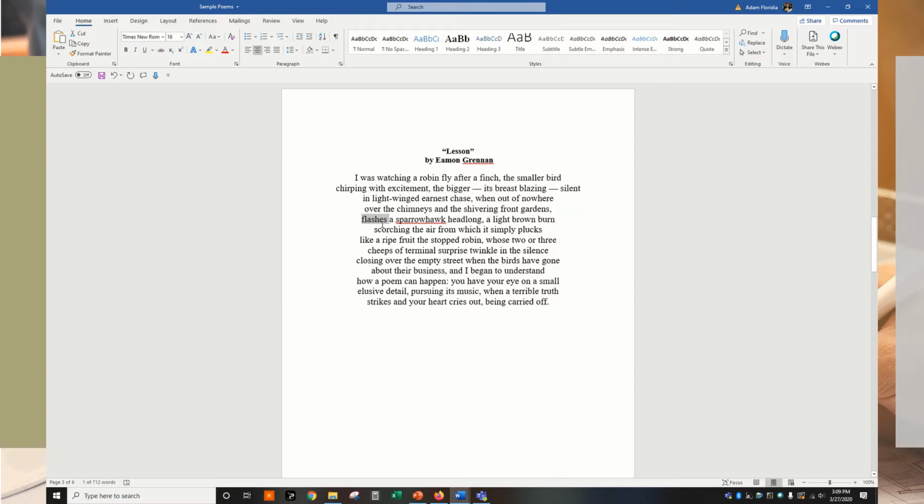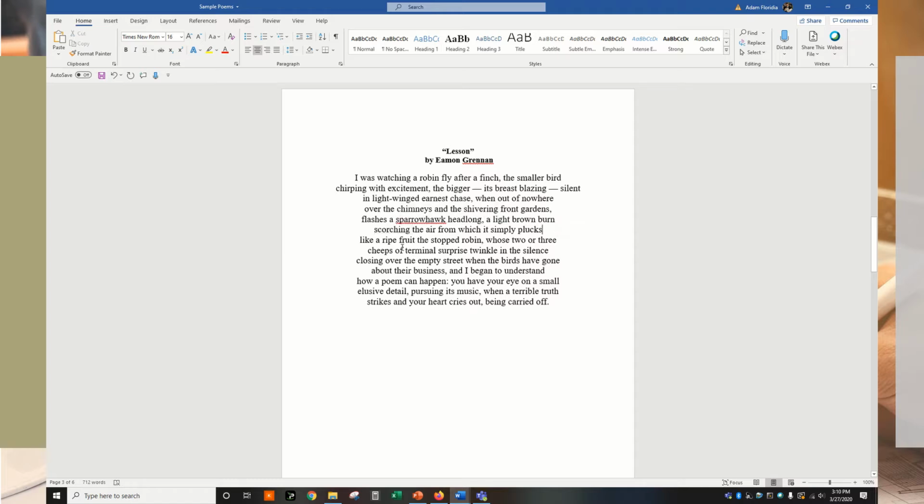I also notice flashes has to do with light and kind of like light, maybe fire. Blazing goes along with that too. I'm making connections that I have already made some of these because I've done this, but really the point here is just noticing things. A light brown burn. I'm noticing a lot of fire words: blazing, flashes, burn, scorching.